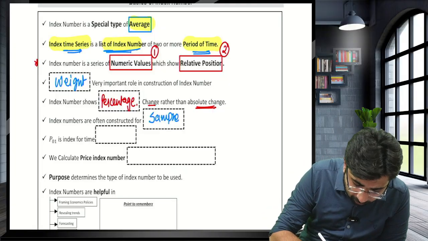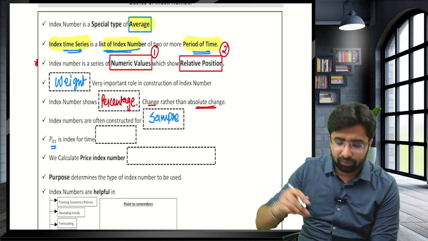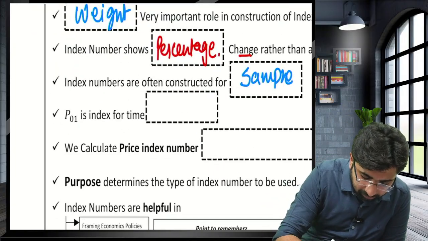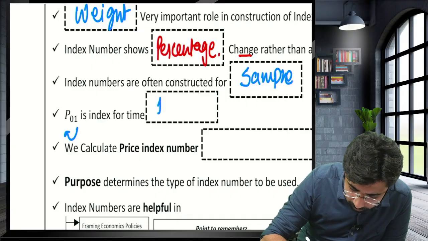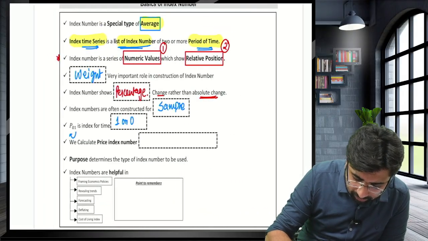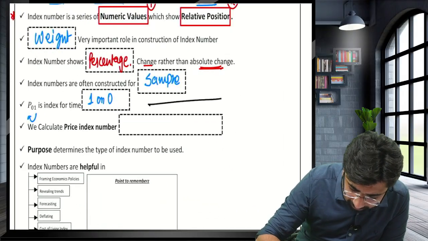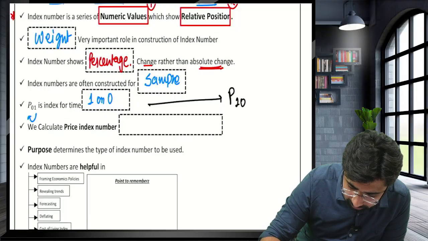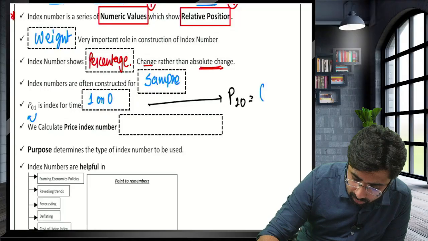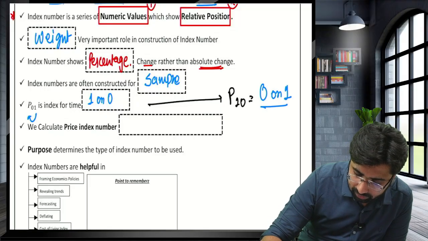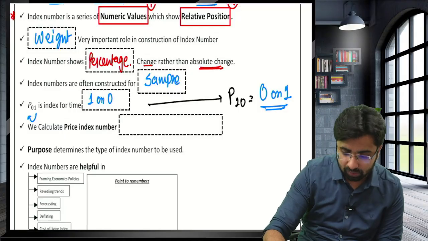Guys, P01 represents 1 on 0. Guys, it's always like this, 1 on 0. Sir, can you tell me then if we write P10, this will be, guys, 0 on 1. Guys, we always go like this.